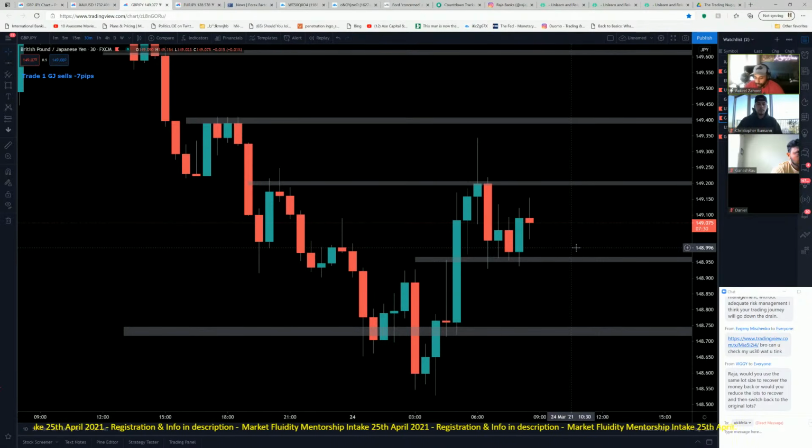Would you use the same lot size to recover the money back, or would you reduce the lot size to recover and then switch back to original lots? It basically depends on the risk. If you've lost an amount such that when you use the 1% risk your lot size is going to be smaller, then so be it. With confidence, you're going to get it back. So, for example, me, so far this week in total, I used, let me see here.